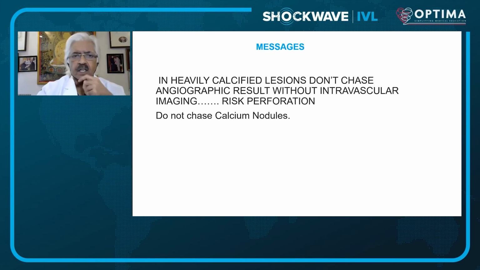So let's not chase calcified nodules and eccentric calcification. And had I seen the calcium nodule, I may have taken a new OPN for the circumflex and delivered my 80 pulses at that point.